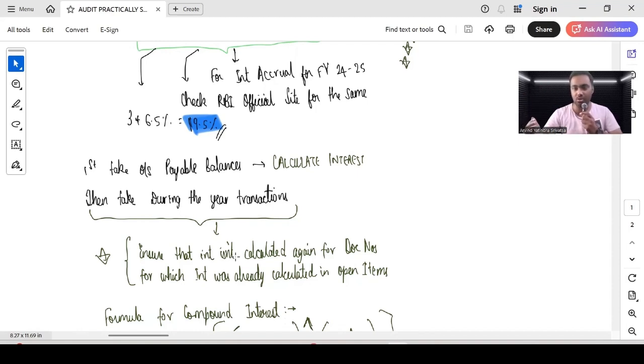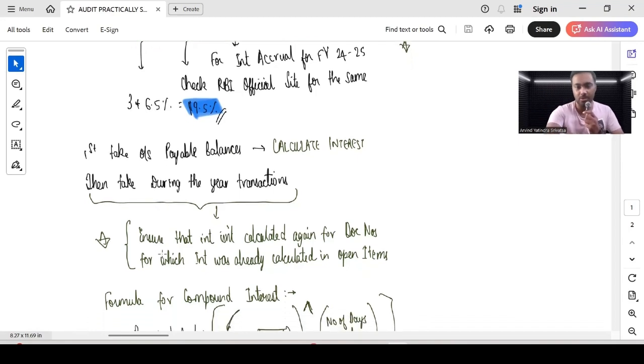So you should not accrue the entire interest for the 40, guys. You should accrue only the interest for the items during the year to the extent of only 30. And for the 10, you have anyways accrued it as a part of your closing balance outstanding. So you should not double accrue, guys. I hope you understood this, guys. So you have to ensure that the interest is not calculated again for the document numbers for which interest was already calculated in the open items listing. So you can do a VLOOKUP from here to ensure that the document numbers which are there in the open items listing are not again considered for interest computation in the during the year items listing. I hope this is very clear, guys.